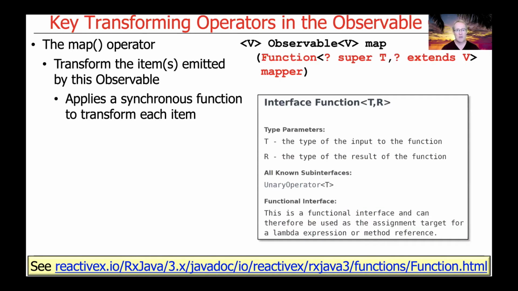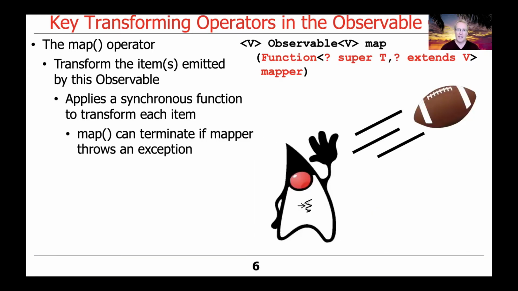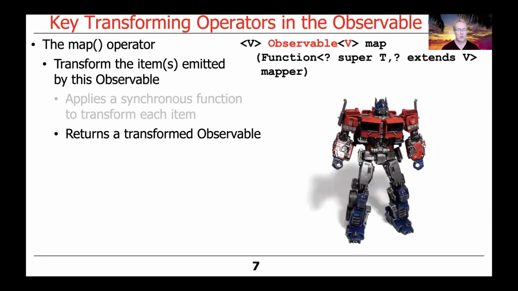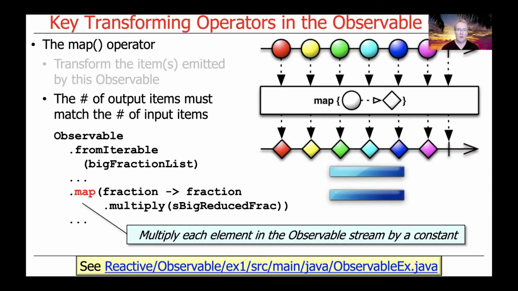It's passed a synchronous function that can be applied to transform each item that's in the observable stream. This map operator can terminate if the mapper throws an exception. Otherwise, it returns a transformed observable. The number of output items that are returned from map must match the number of input items. So if you have 10 items in your observable stream and you call map, then there should be 10 items that come out of that stream, assuming, of course, that an exception is not thrown.